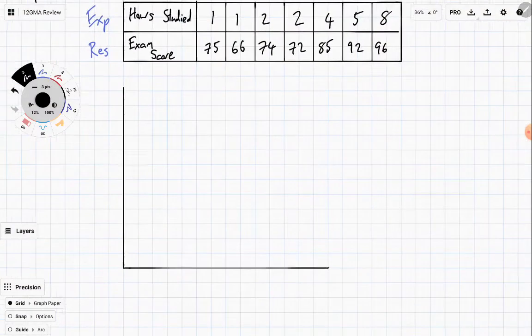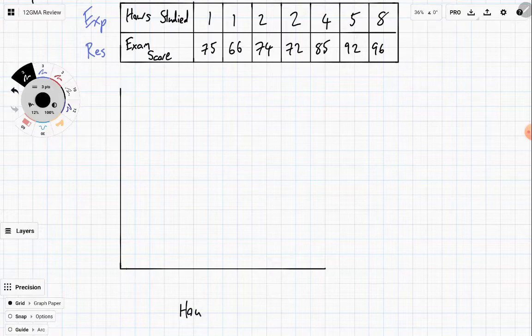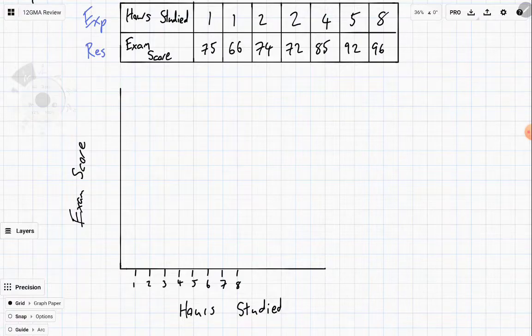And that's going to be 1, 2, 3, 4, 5, 6, 7, and 8. And the other one is going to be for the response variable, which is the exam score. Now we're assuming this exam score is out of 100. But you can see that most of the data isn't actually between 0 and 100. It's actually between 70 and 100.